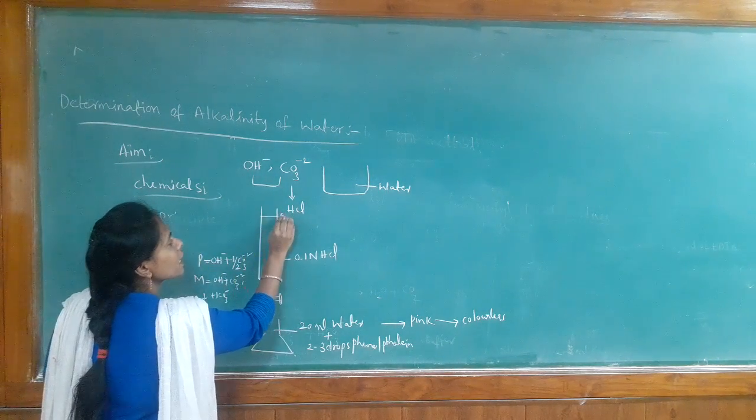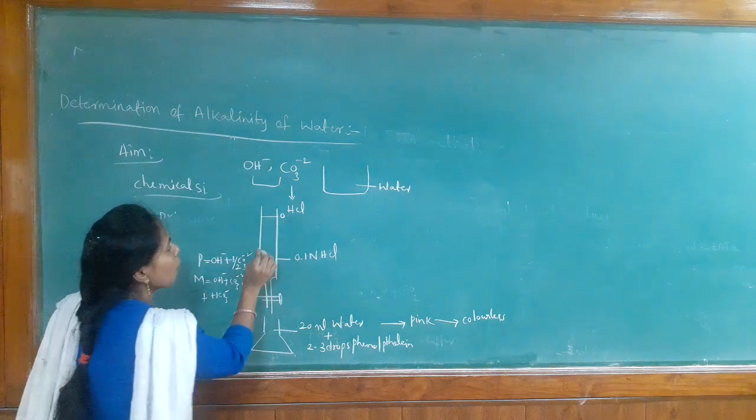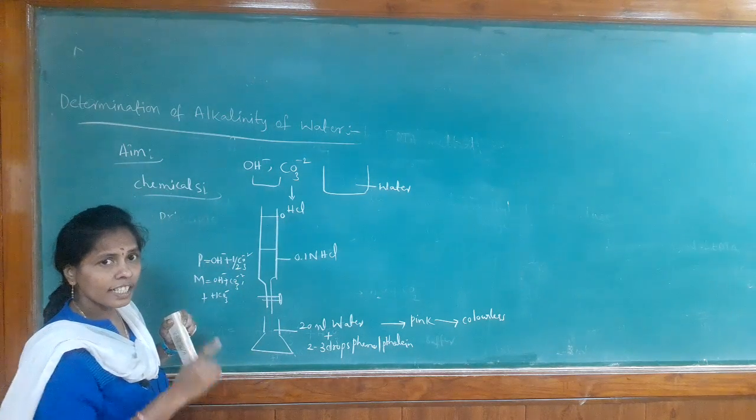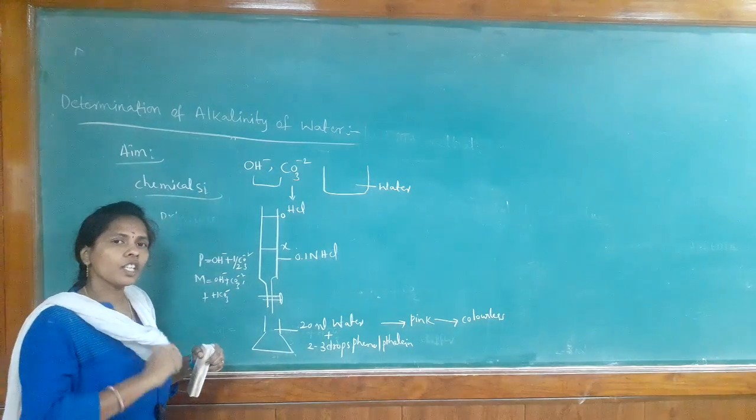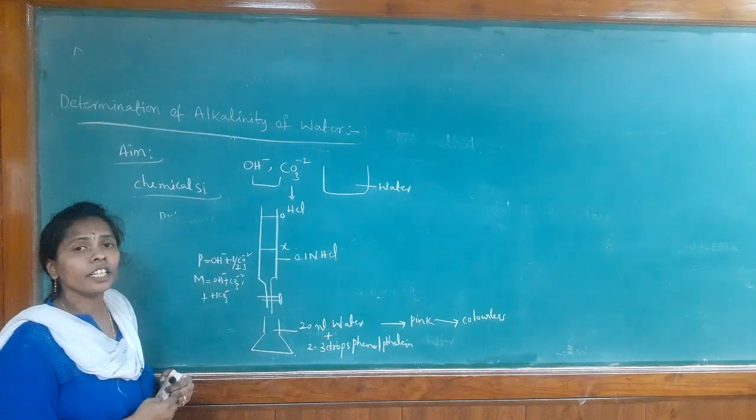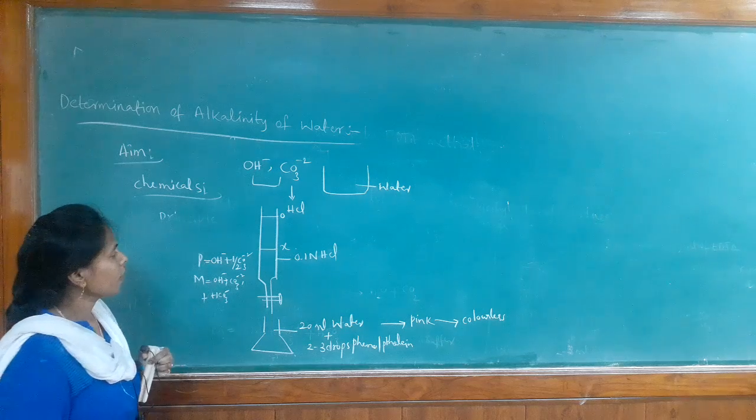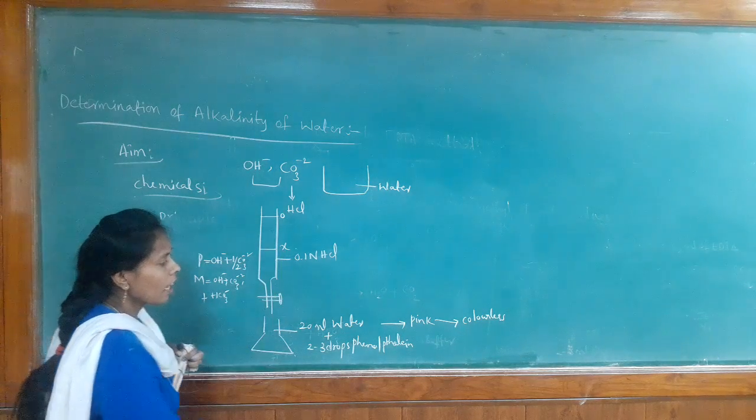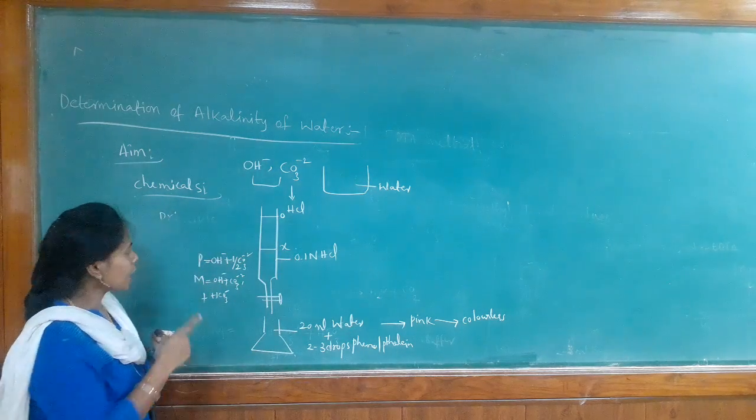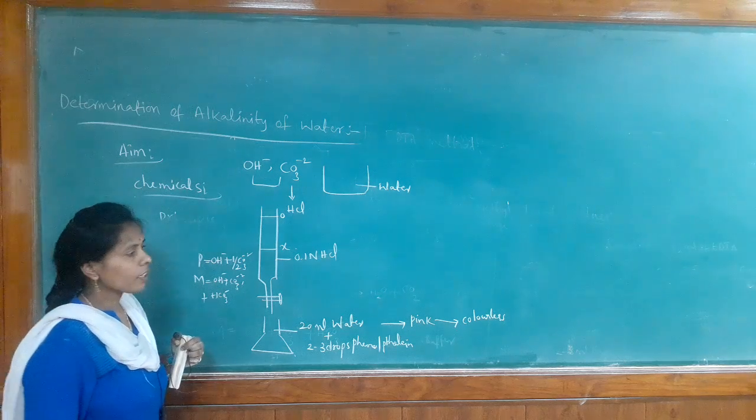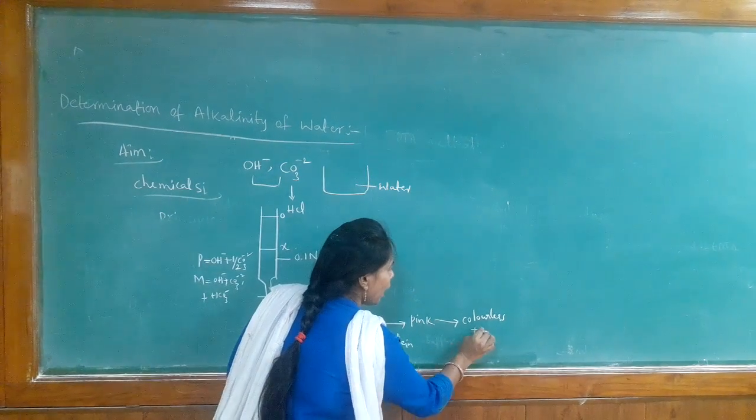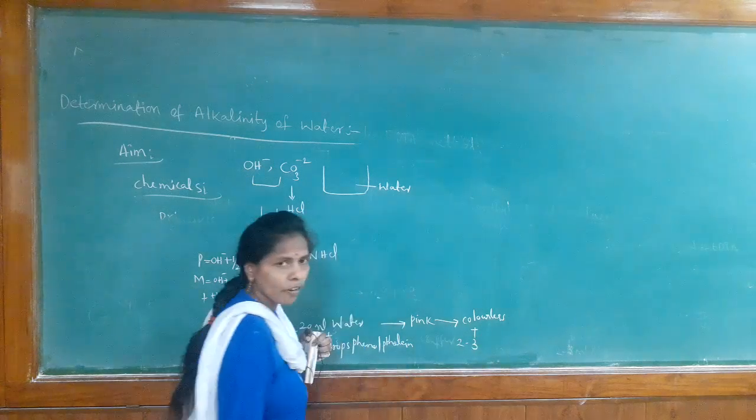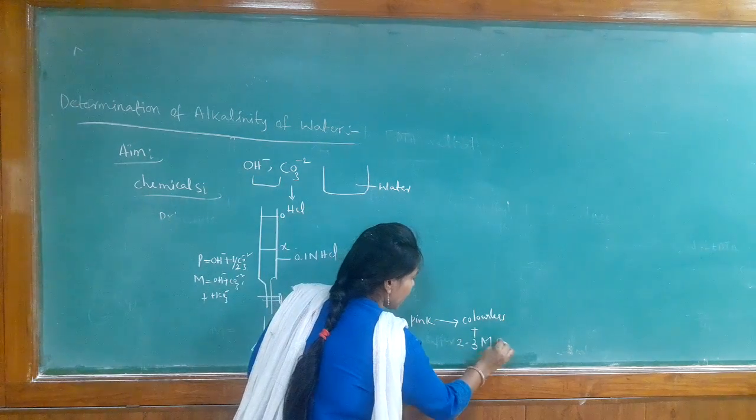What is the initial reading? 0. Now, assume the phenolphthalein end point is X. So we got one end point, the phenolphthalein end point. After getting colorless, to the same solution, add 2 to 3 drops of methyl orange indicator.